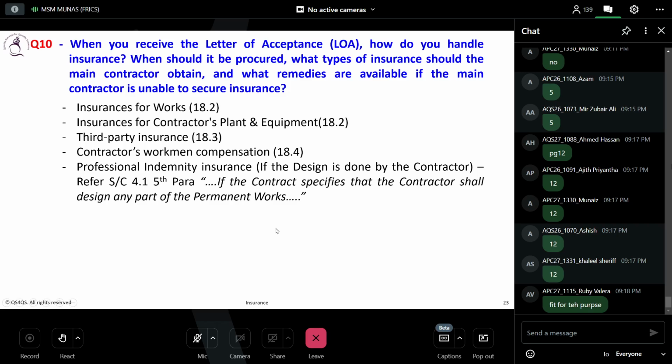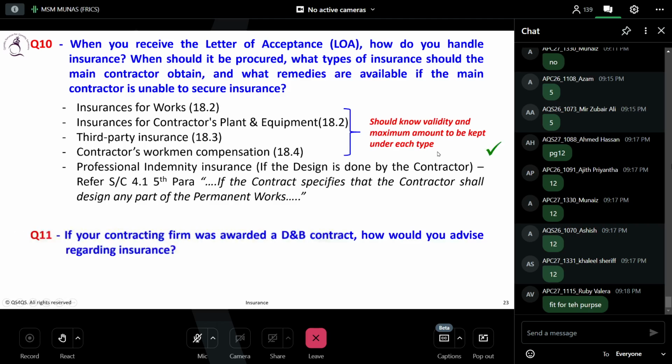Okay, so I just display the answer here. So you should know the validity and the amount. If your contracting firm was awarded a design and build contract, how would you advise regarding the insurance?